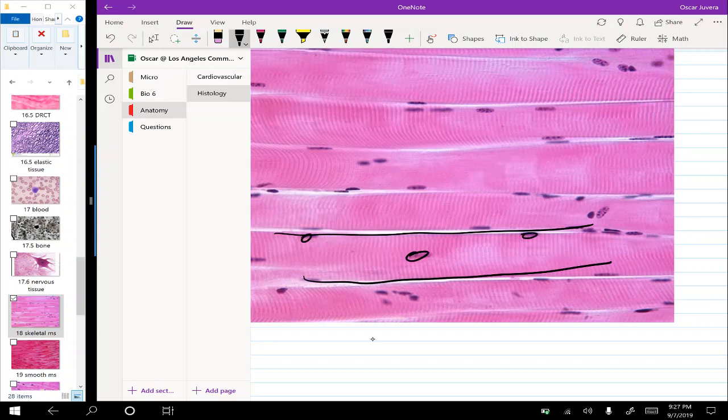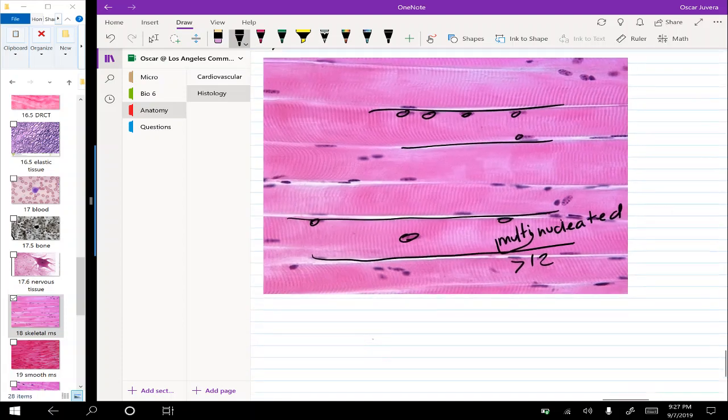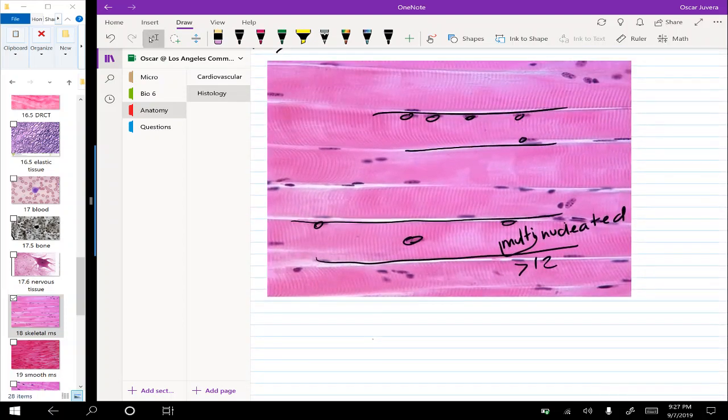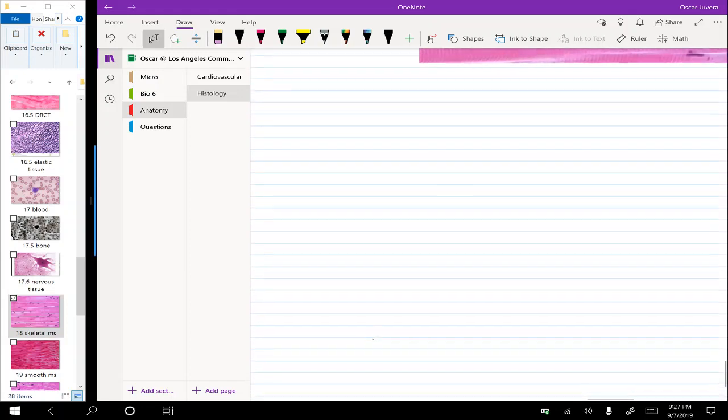But moving on, this right here, that's a whole cell, and it has more than one nuclei. So skeletal cells are multi-nucleated. The prefix multi means more than one, more than 2. So it has more than 1, 2, 3, 4 nuclei per cell. So 1, 2, 3, 4, 5 nuclei in one cell. Where's it found? In your muscles. It's voluntary, meaning that you have control over it.